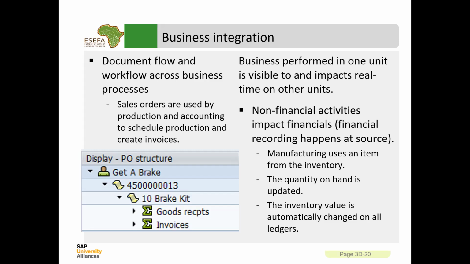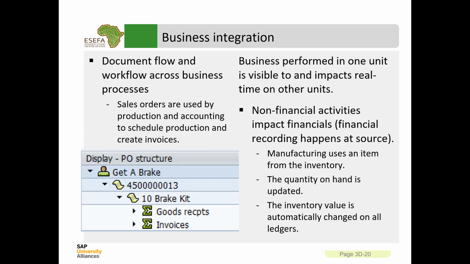So we can see that the business performed in one unit is visible and impacts in real time other units. So if a particular bicycle, a product in the store, is moved from the store and is updated in the system, immediately the value of the total number of goods, which is being held by finance, will be updated automatically. So there's an instant impact on the system.